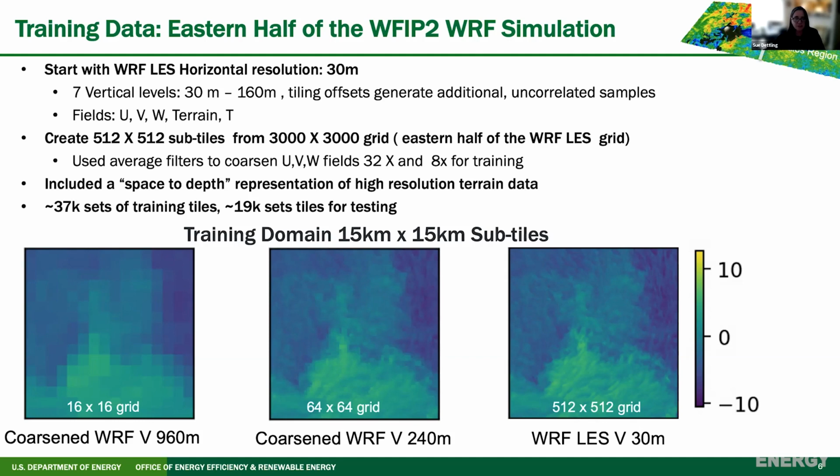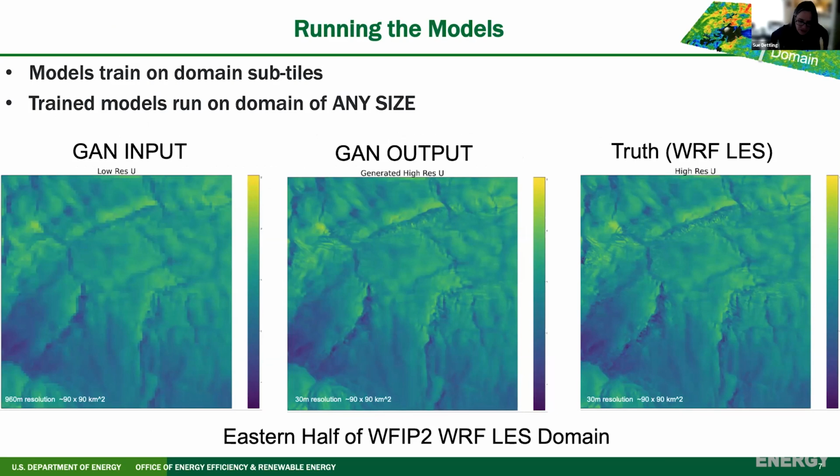So the deep networks are trained on relatively small subtiles of the eastern half of the WRF LES domain. But because the part of the deep network which generates images is a fully convolutional network, once trained, that model can be run on a domain of any size. The images on this slide show the model input, output, and truth comparison of the U wind component field when the model is run on the full training and testing domain. In other words, the eastern half of the WRF LES domain.